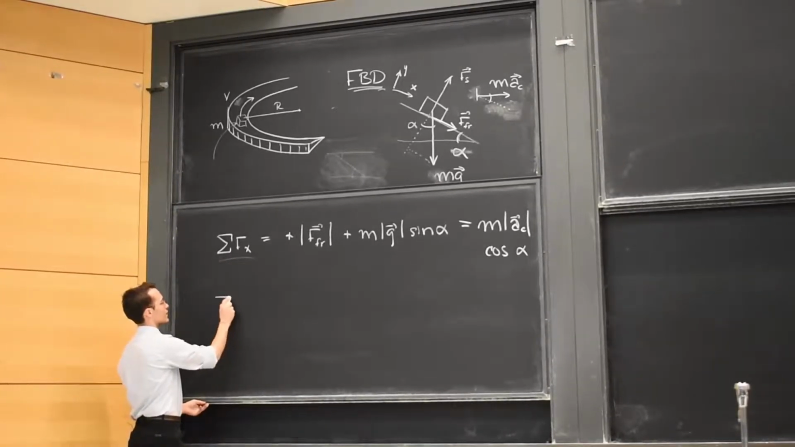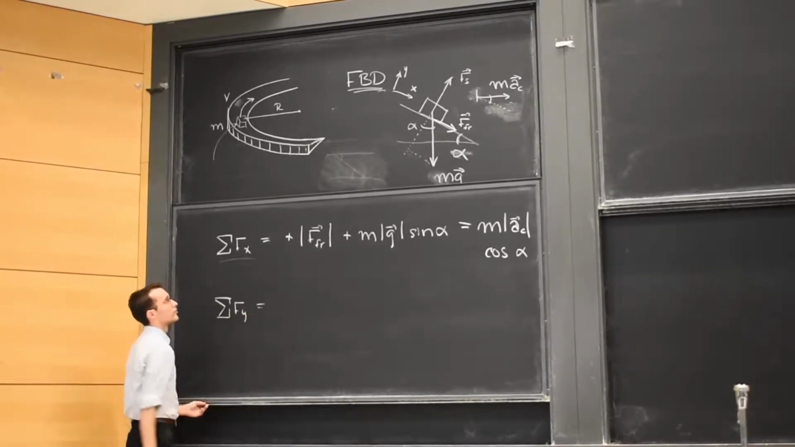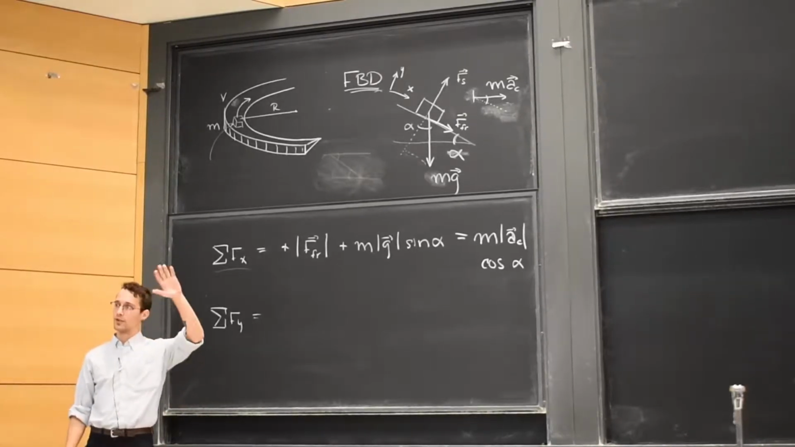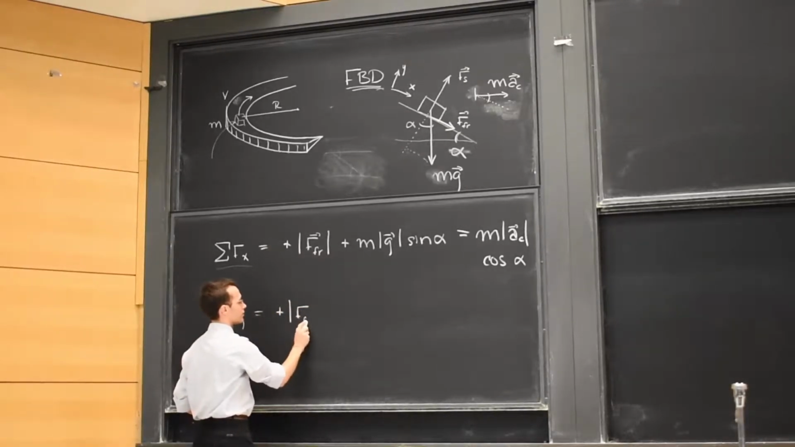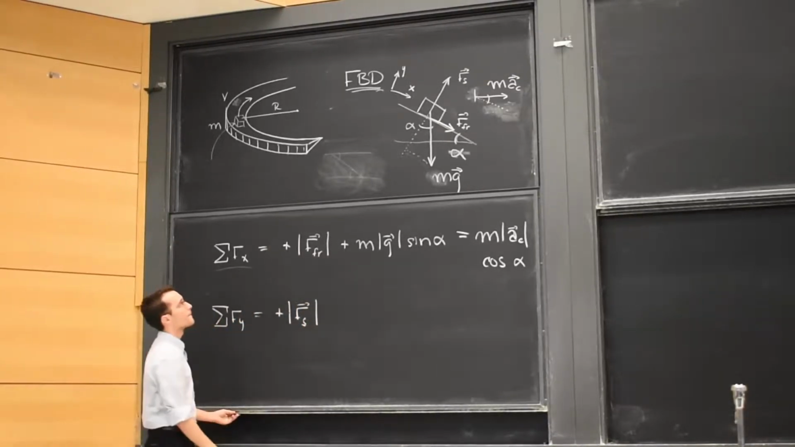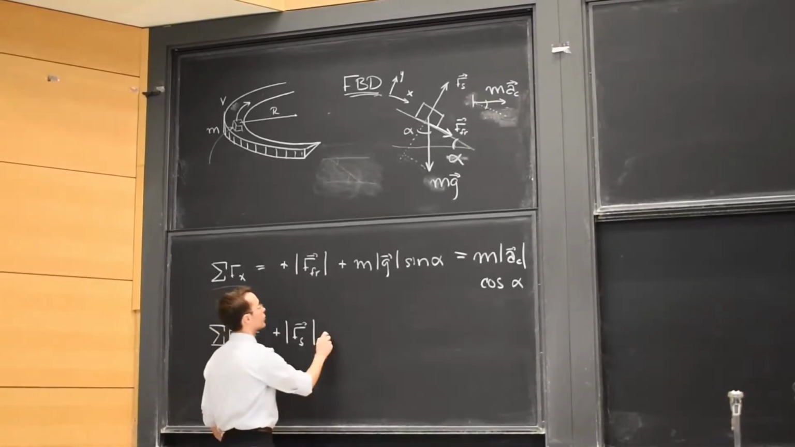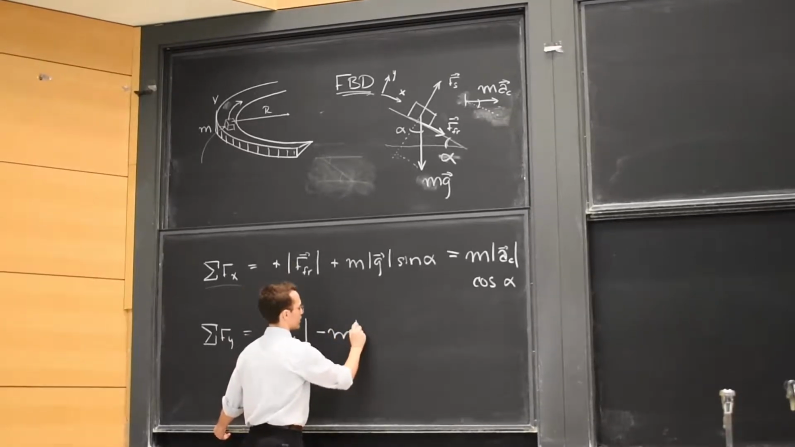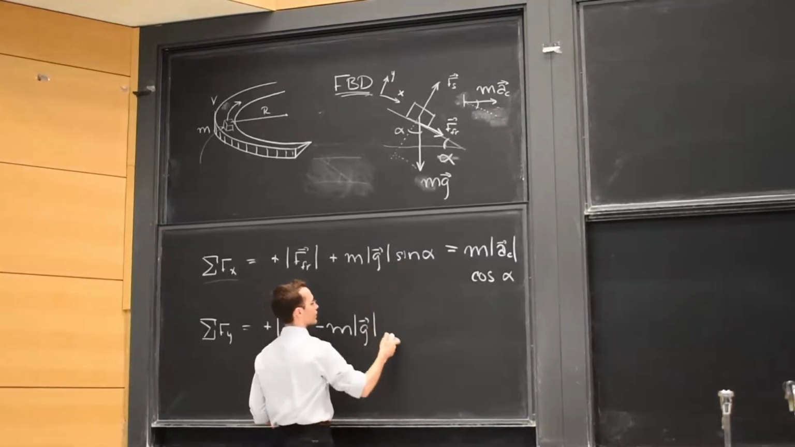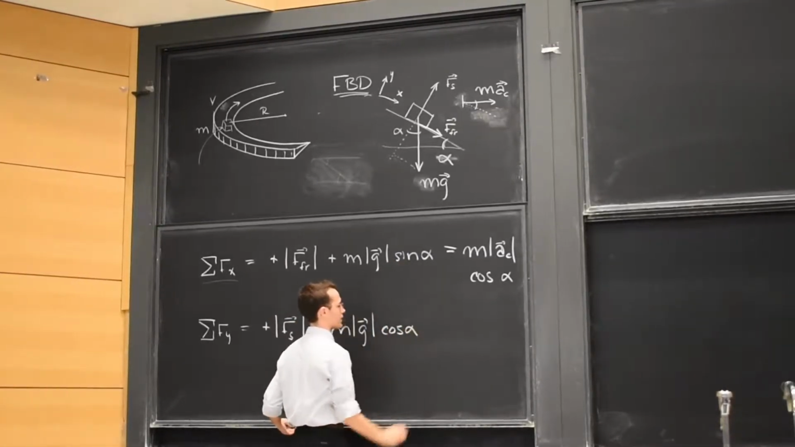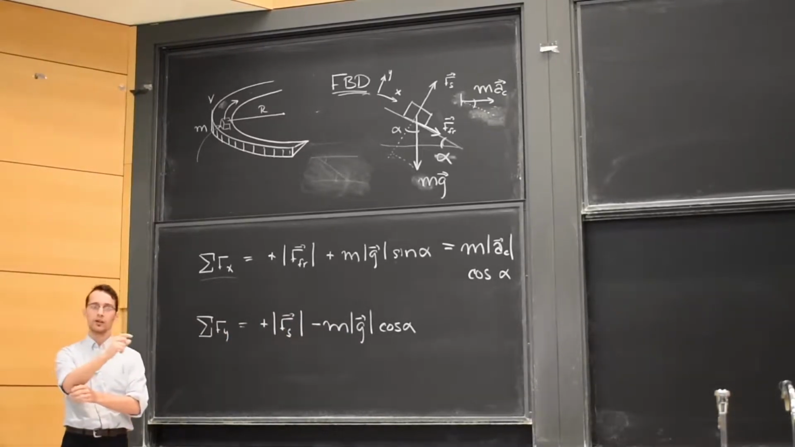Now we do the same for our forces in the y. Our surface force is pointing completely in the y direction, and it's in the positive y direction, so positive N surface. Our weight, or a component of our weight, is pointing in the negative y direction, so minus mg. Now we already used sine, so this one will be cosine. Right. Those are the only forces acting on our block in the y direction.